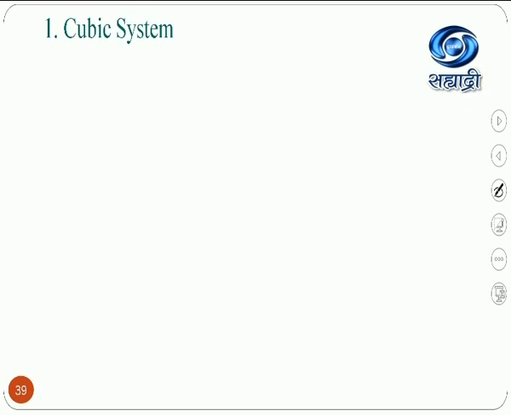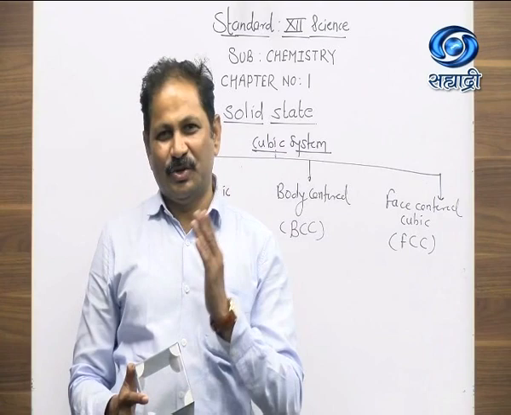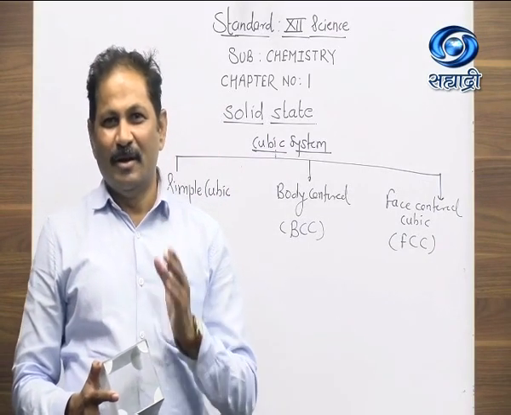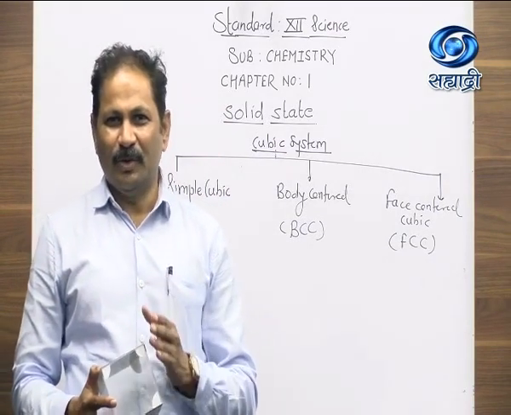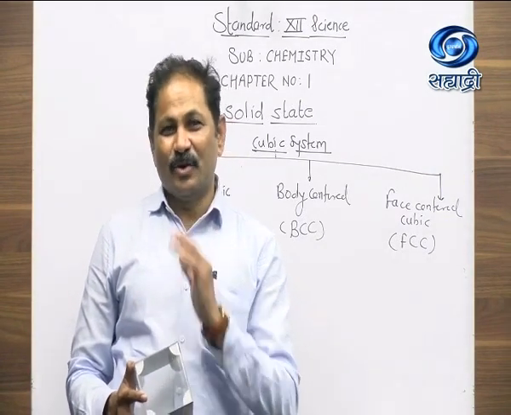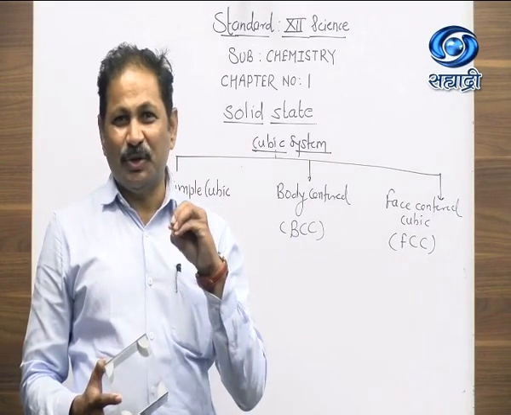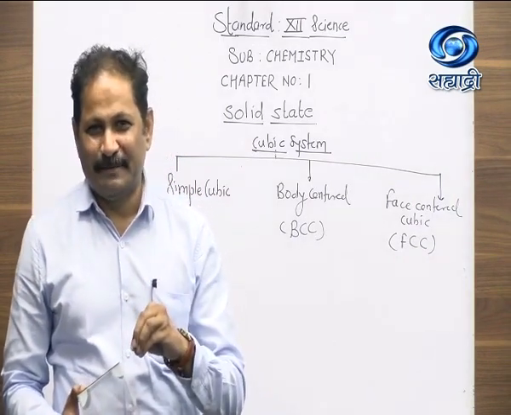Let us see the first type of crystal system, that is the cubic system. I will explain it with the help of a few models; with the help of those models, you can understand it well. As I said, there are 7 different crystal systems: cubic, tetragonal, orthorhombic, monoclinic, triclinic, hexagonal, and rhombohedral. Now we are going to discuss the cubic crystal system in detail.